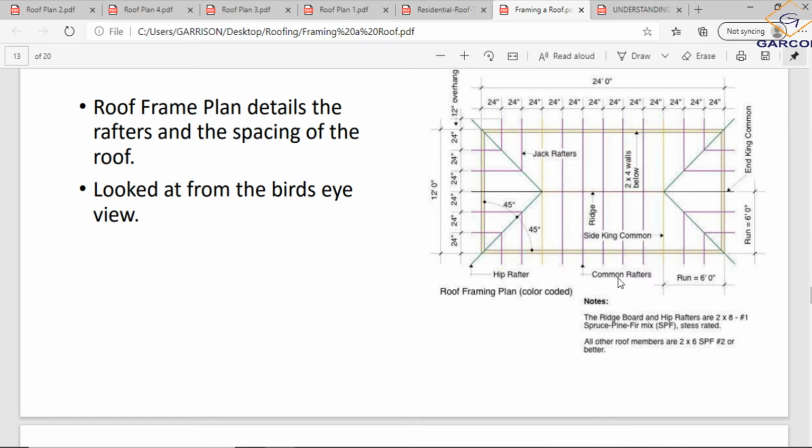So usually a ridge board is wider than your common rafters, and your wall plate is usually 6 inches to cover the wall. So the ridge board and the hip rafters are usually wider. If you use 2x6 for your regular rafters, you have to use 2x8 for the main ones here. And if you use 2x4 for them, you use 2x6 for the ones here.